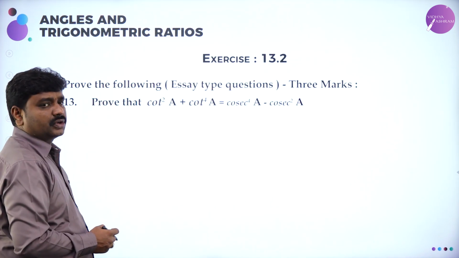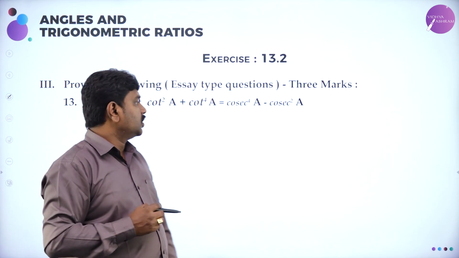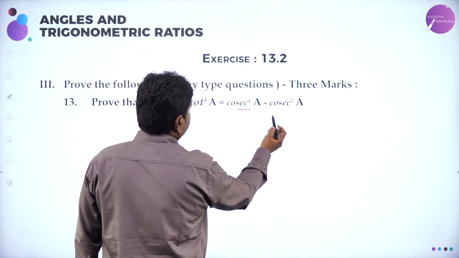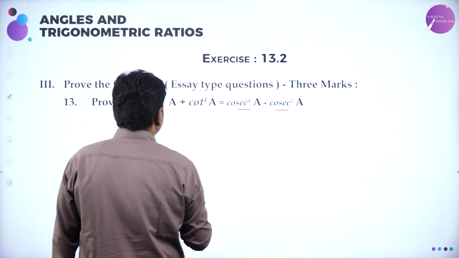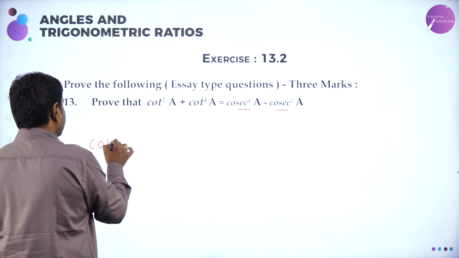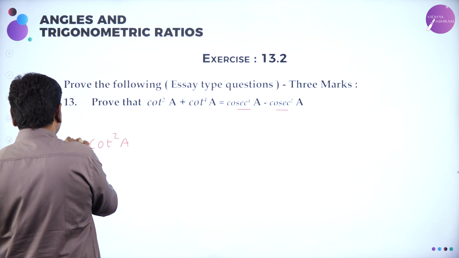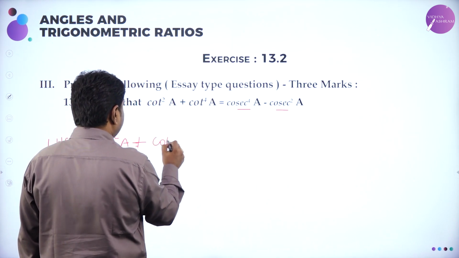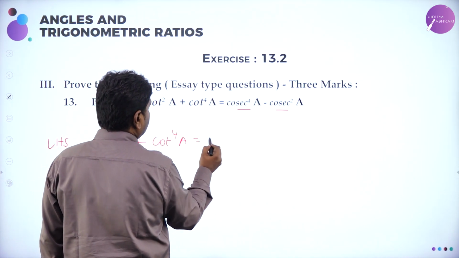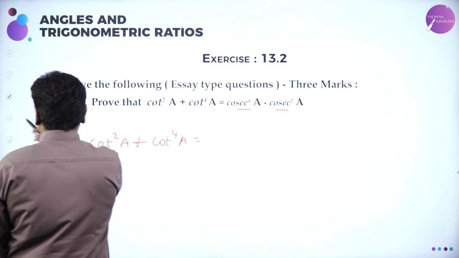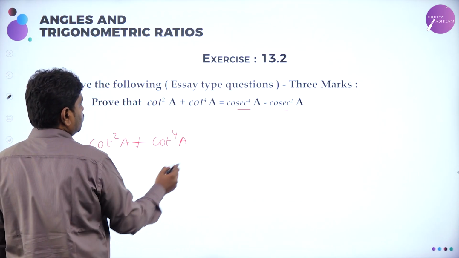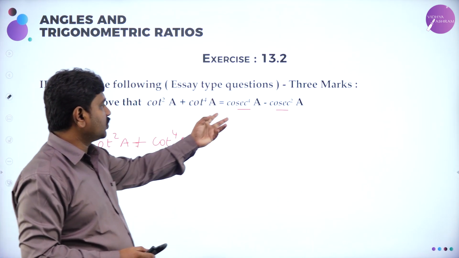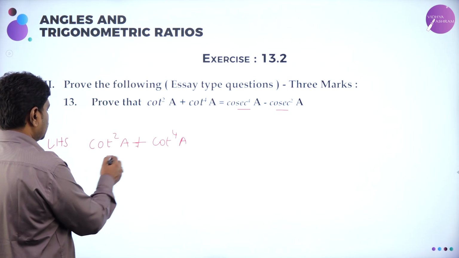Next, prove that, okay, now we'll go to problem 13. Prove that cot square A plus cot power 4A is equal to cosecant power 4A minus cosecant square A. So they give cot square A plus cot power 4A, take the LHS and try to arrive at the RHS. Everything on the right side is in cosecant square, so convert.